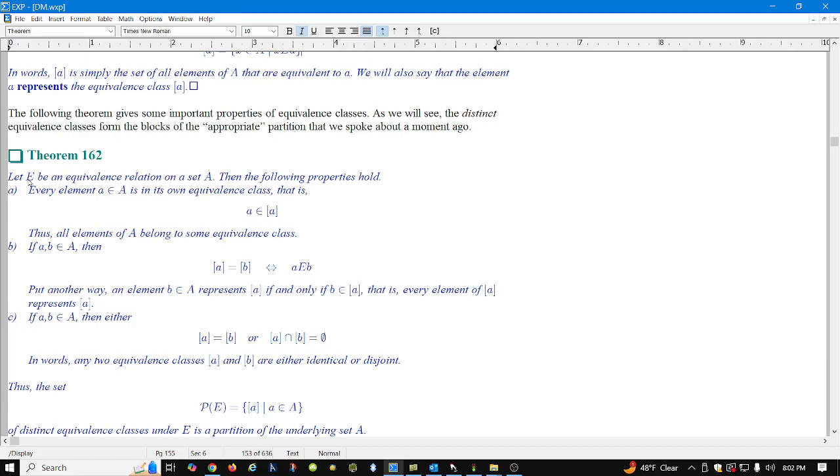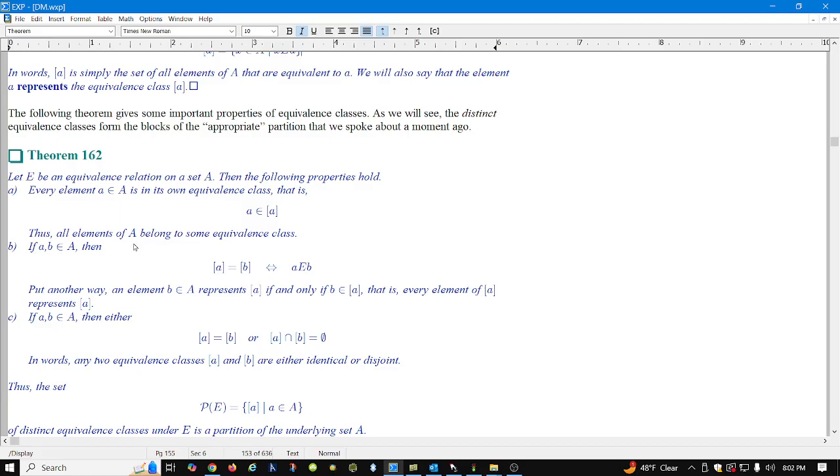Let E be an equivalence relation on a set A. Then every element little a is in its own equivalence class. Little a is in the equivalence class generated by itself, by little a. That's pretty obvious because a is related to a. It's equivalent to a, and so it belongs to the equivalence class of a. What this also tells us is that all elements of A belong to some equivalence class.